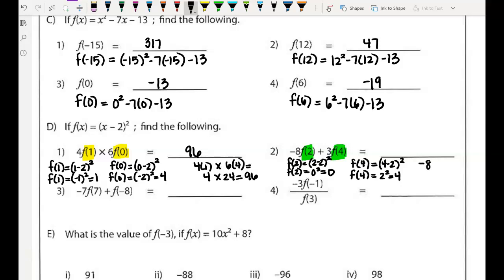So I have negative 8 times 0 plus 3 times 4. So 0 plus 12 equals 12.